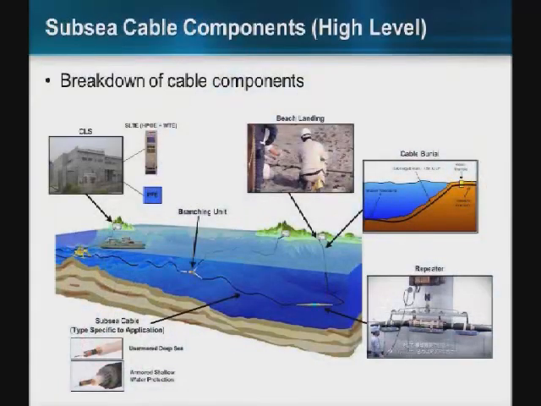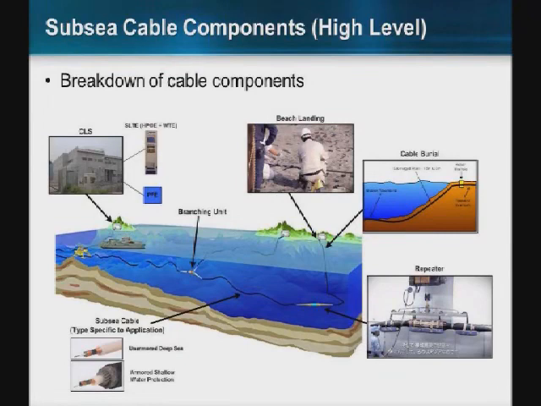So just as a quick high-level review, subsea cable components typically have your subsea cable itself, which is typically unarmored, lightweight cable in deep sea applications. And then you'll have additional armoring and protection as you come into shallower waters. You have branching units, which provide stubs or spurs to other markets without having to deploy a completely separate cable. You have repeaters that are responsible for all amplification and equalization needs of the optical signal.